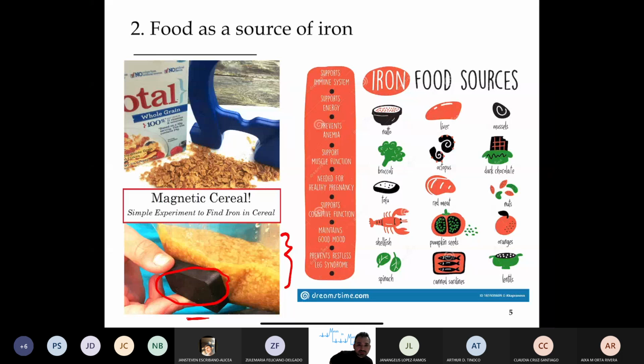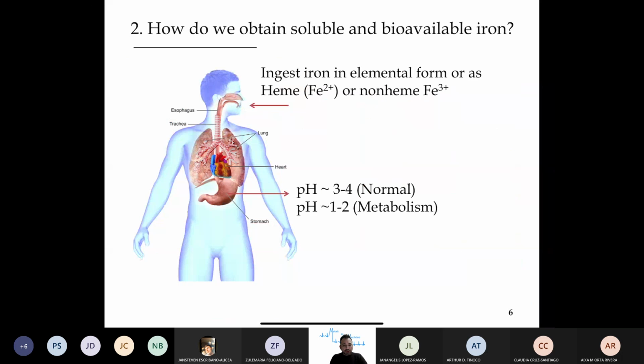But what I'm going to mention to you is just the overview of how our body will start to mobilize the iron that we ingest. Okay, so how do we solubilize, make this iron bioavailable? You can ingest iron in its elemental form, again, in its neutral form, or as a heme. So heme, a lot of these meats will have the hemoglobin, things like that we can take advantage of, or even non-heme iron in the form of iron 3.